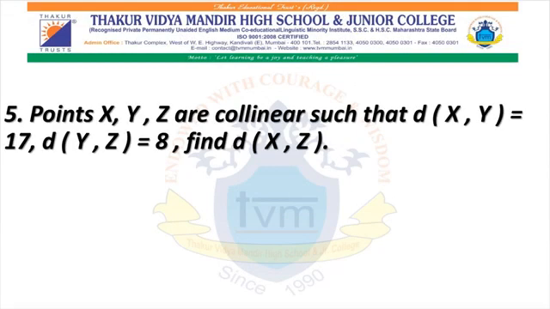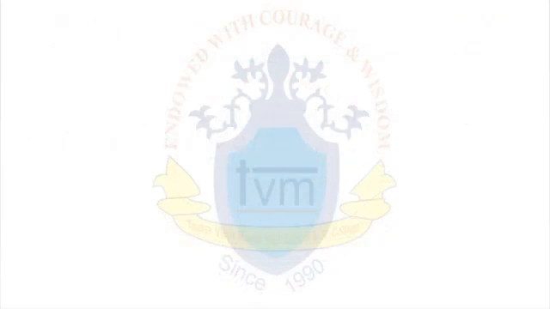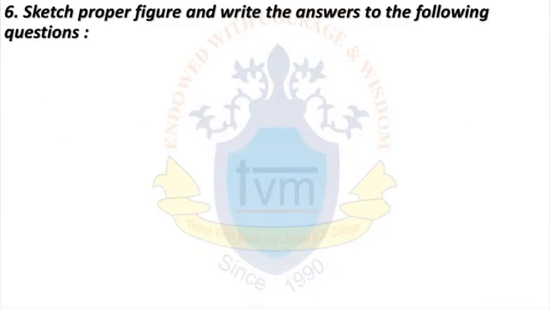Now here we have the next question. Points X, Y and Z are collinear such that distance XY equals 17, distance YZ equals 8. Find distance XZ. This question you can do on your own, because this question is the same as the previous question. Now we will go for the next question. Sketch a proper figure and write the answers to the following questions.